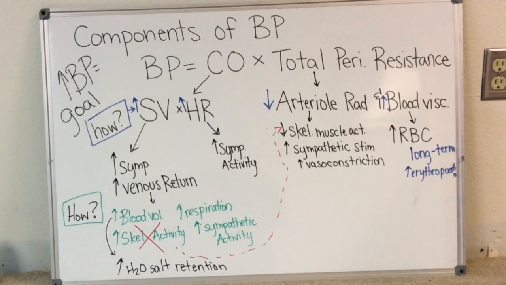We could increase blood volume by increasing water and salt retention from the kidneys. We could increase respiration, which would increase the pressure gradient between the veins and the heart. We could increase sympathetic activity, which would cause less compliance within the veins, or we could increase skeletal muscle activity. We would not want to utilize the increase in skeletal muscle activity due to the fact that it would increase arterial radii by increasing the oxygen and metabolic demands of this tissue, which would induce vasodilation.